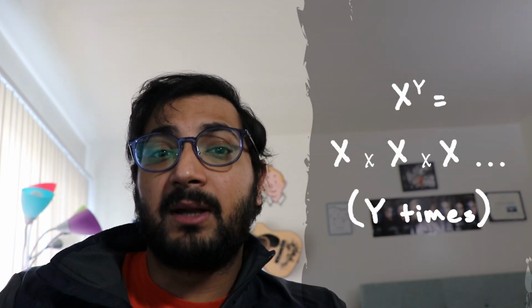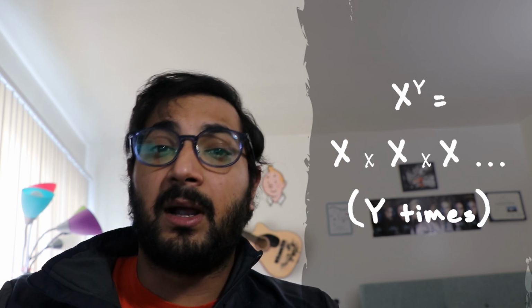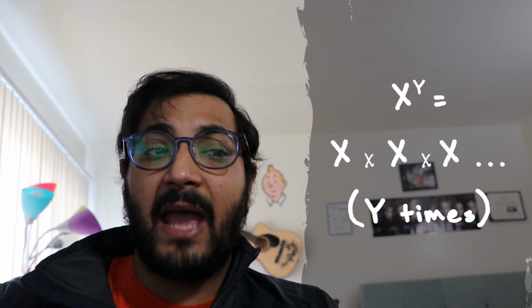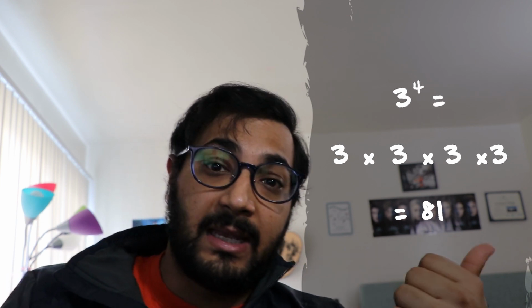So let's start by trying to understand what an exponential actually is. An exponential is nothing but repeated multiplication of a number. When we write x to the power y, what we actually mean is that we want to multiply x with itself y times. So let's look at an example. What happens if we write 3 to the power 4? That means we should multiply 3 four times, which will give us 81.